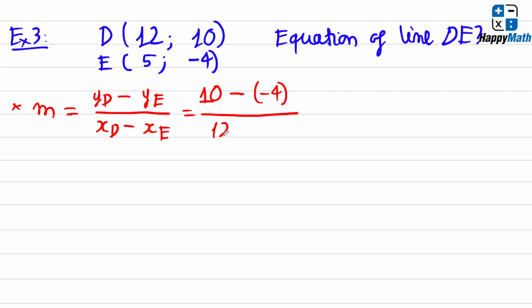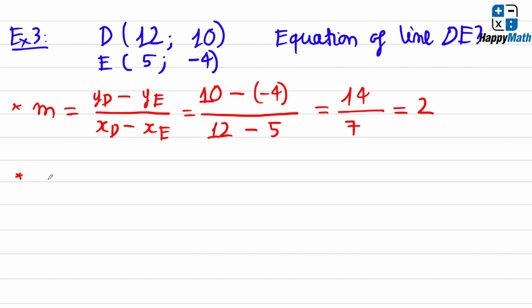So how about X? XD you got 12 and XE you got 5. Positive numbers, so it's not very easy. And from now you got here is 14 and this is 7. So M you have equal to 2. Now I will find C.